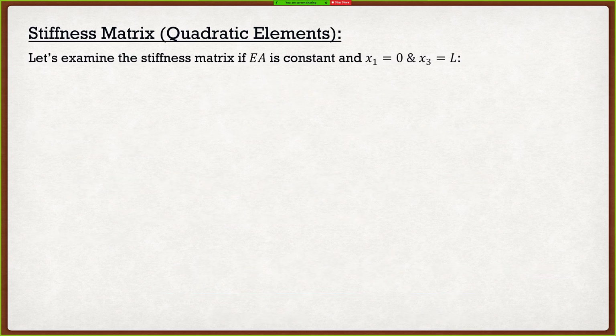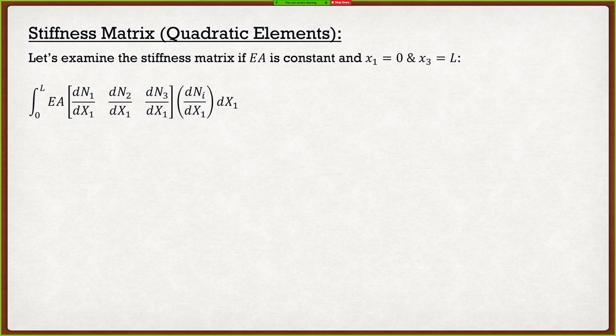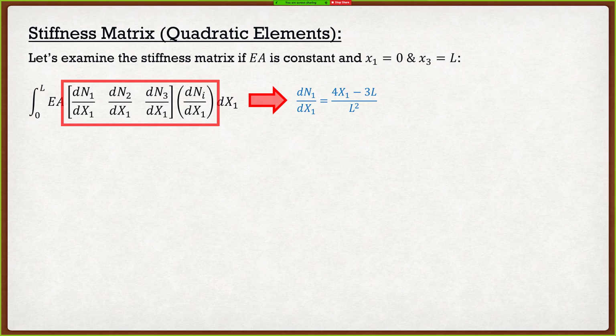All right, so just like before, let's examine the case where our stiffness matrix is constant, or EA is constant, and let's say that x1 is equal to 0 and x3 is equal to L. So basically our element starts at 0 and it has a length of L. Take this gorgeous thing right here. I need to take all those partial derivatives. Well, dn1 with respect to x1 gets a little bit crazy. It's now 4x1 minus 3L divided by L squared. Remember, it just used to be negative 1 over L, nice and easy. Now it gets a little bit crazy. Same with this one, a little bit more crazy, and then finally the third one.